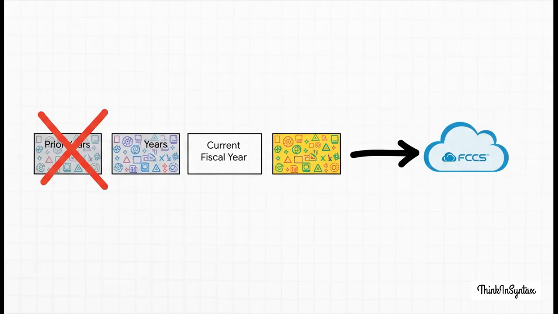Now, you might be thinking, wait a minute, doesn't FCCS have a year-to-date load option? And you're right, it does. But here's the catch. It's truly year-to-date. It only cares about activity from the very start of the current fiscal year. For an account like retained earnings or fixed assets, that's a huge problem. You're just missing the entire history from all the prior years.